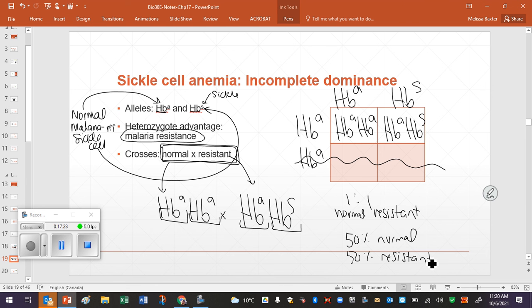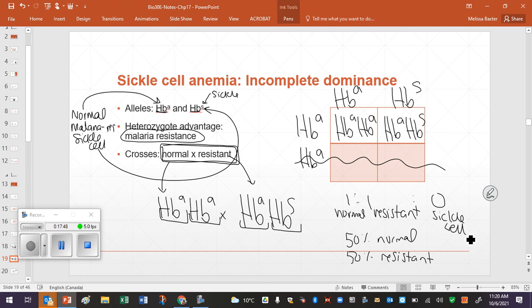Now there's a third phenotype in this question, the sickle cell anemia. No one in this predicted outcome would have sickle cell anemia, but you might have to report that as part of your answer. So it's possible that there's a third spot for you to fill in, particularly in a numeric response question.